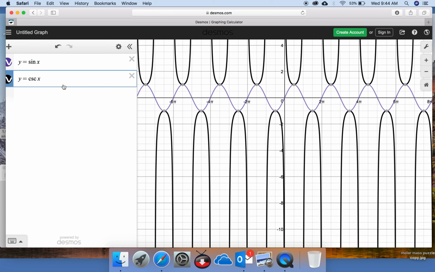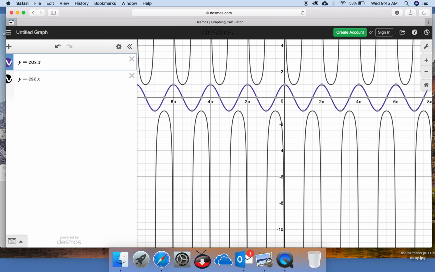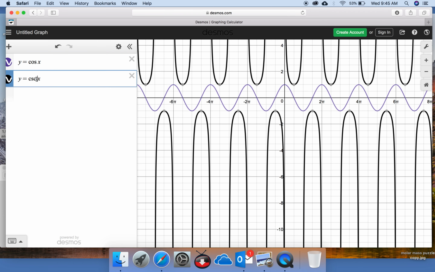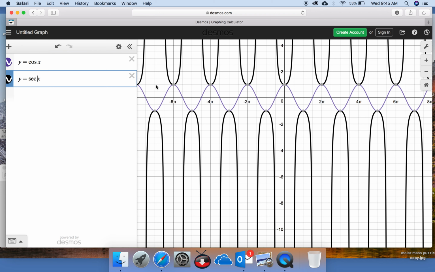Same thing with cosine. If I ask you to graph secant and you don't remember, graph cosine, then you can just graph secant by touching the curves to the peak, and then the asymptotes are at the zeros.